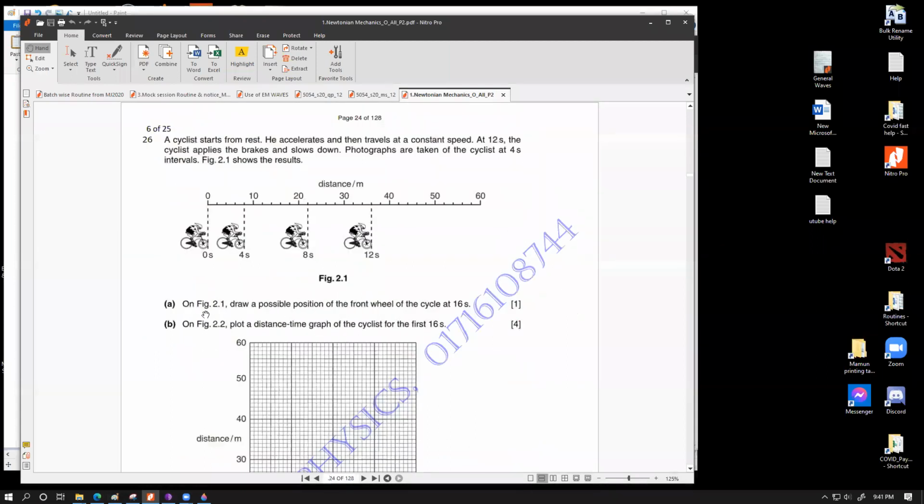On figure 2.1, draw a possible position for the front wheel of the cycle at 16 seconds.